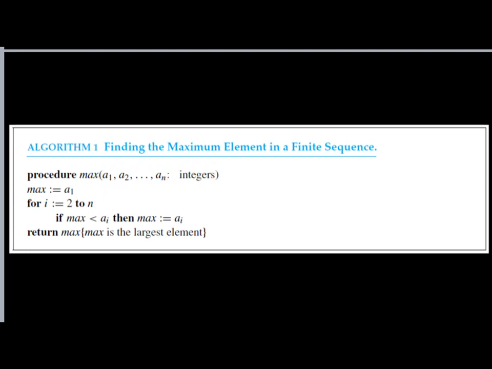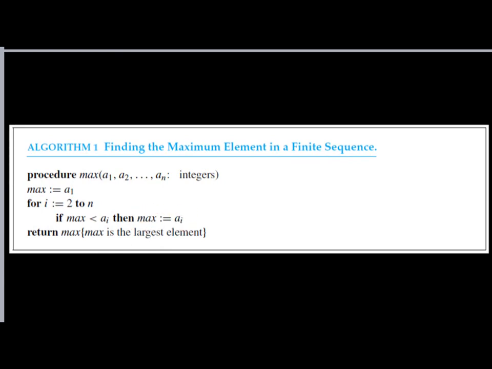We're being told that they're integers. So the algorithm assigns max as a variable now, not as a procedure name, but as a variable. Max is defined to be the first entry in the list, A1. And then for I going from 2 to n, so I is going to run from this index 2 to the last index, from the second place to the nth place, we have this conditional running. If the current value of max is smaller than whatever A_I is, then max is assigned to be A_I.